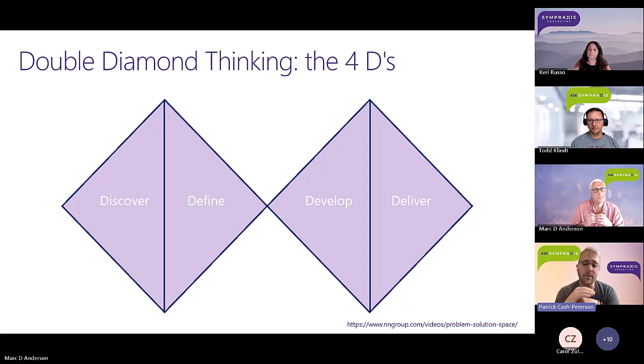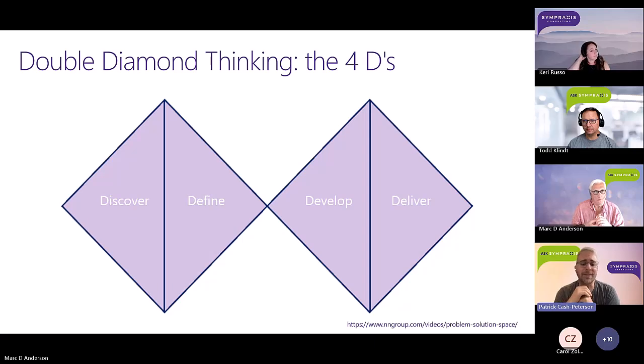Then you might develop something, and then you have your final delivery or solution. And not every project is going to run this way. It could be that the first diamond is smaller in some projects. It could be that it is much larger and the problem that needs to be solved is much smaller, so the develop and deliver side is much smaller.